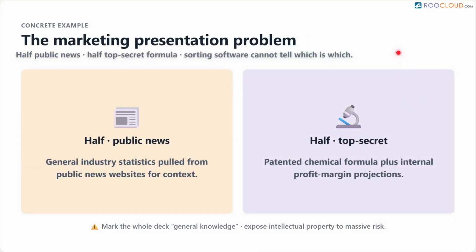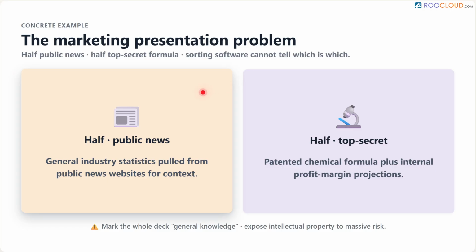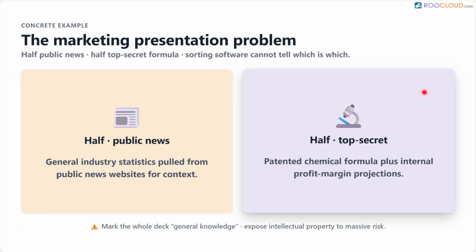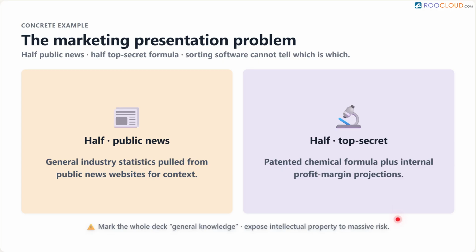To illustrate this, imagine a marketing department creating a major presentation for a new product launch. Half of the slides contain general industry statistics pulled from public news websites. The other half contains the top-secret, patented chemical formula of the new product, alongside internal profit margin projections. It is incredibly difficult to untangle the public news from the proprietary formula. If a business incorrectly tags that entire presentation as general knowledge, they expose their intellectual property to massive risk.